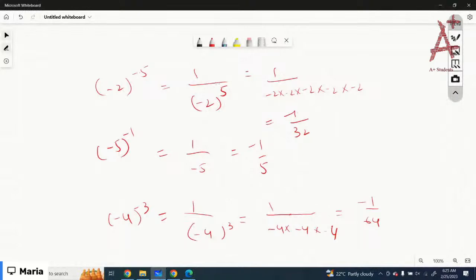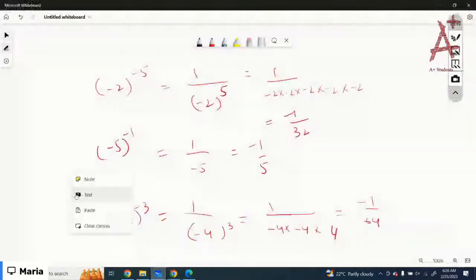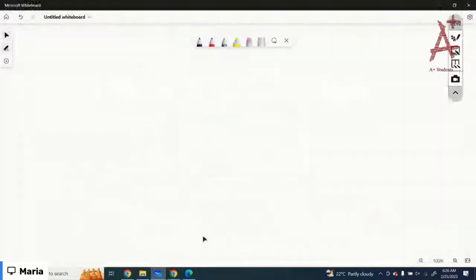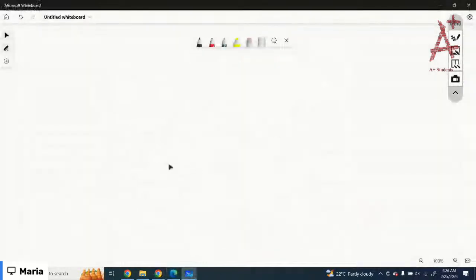Okay, the next one is question number 5. Evaluate each power, express your answer in rational form. So the first one is 1 over 2, all squared. That means the square is the power of both numerator and denominator. Got it? It would be 1 over 2 exponent 2. So for both, it would be like 1 squared over 2 squared. Got it? So 1 squared is the same and 2 squared is 4. So it would be 1 over 4. Got it?